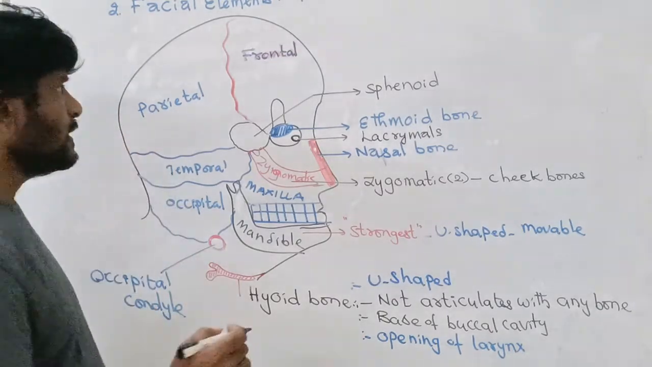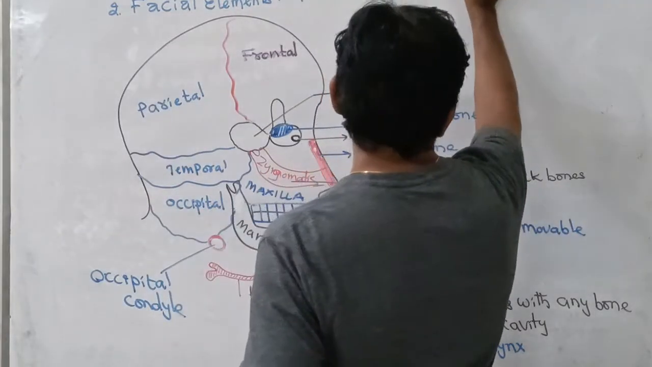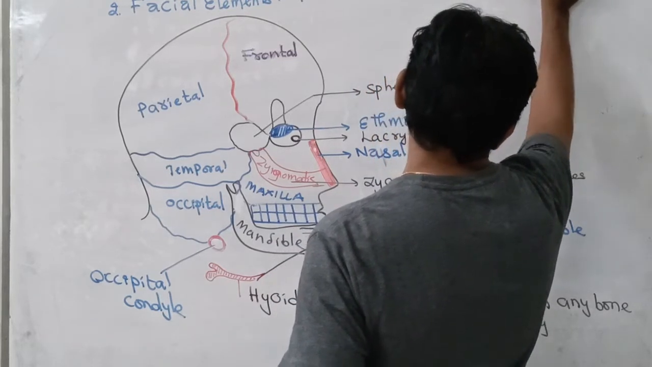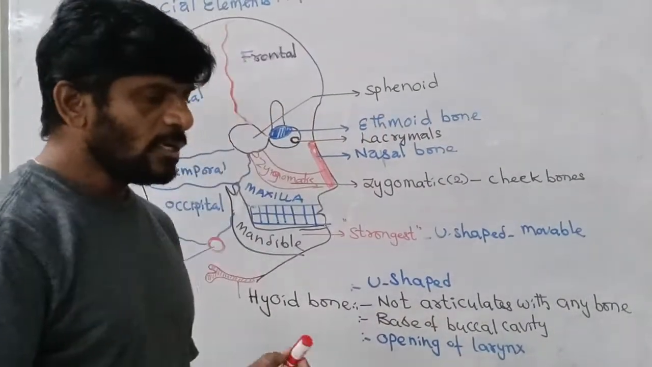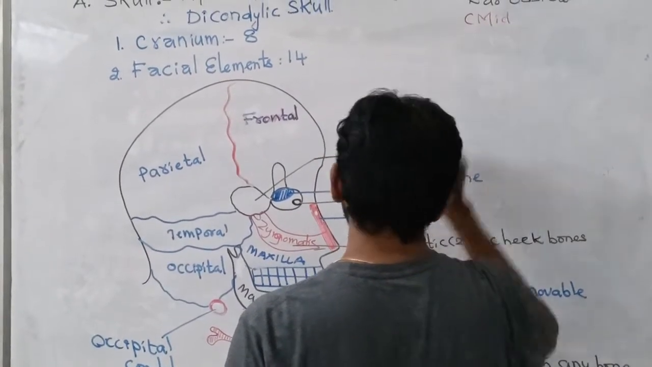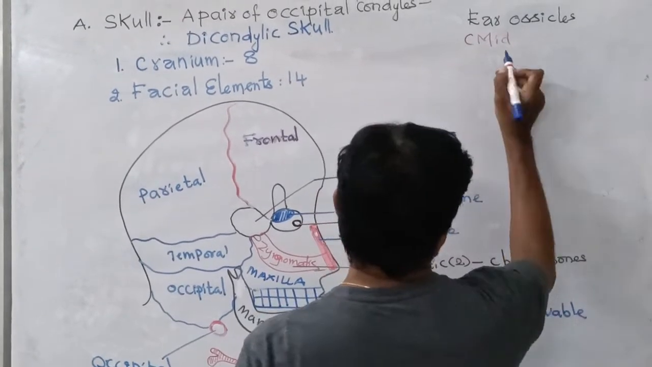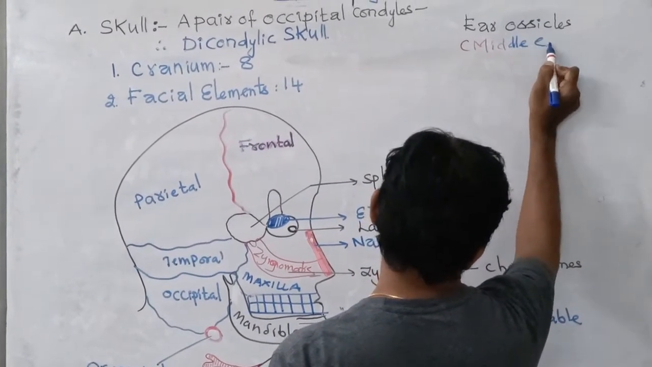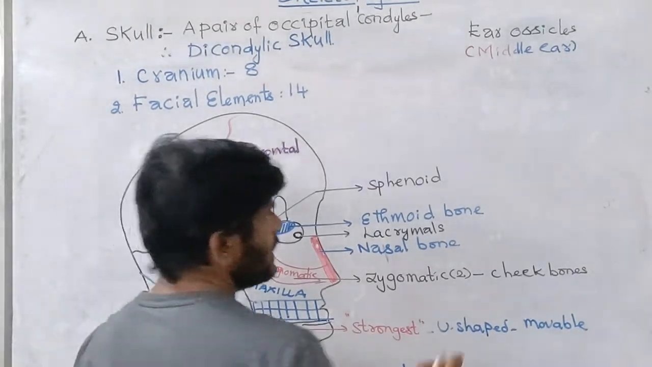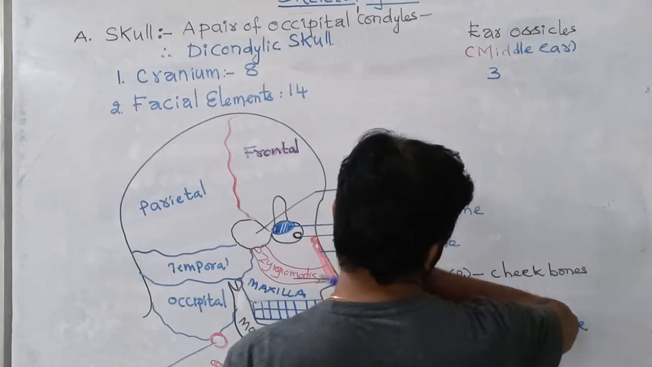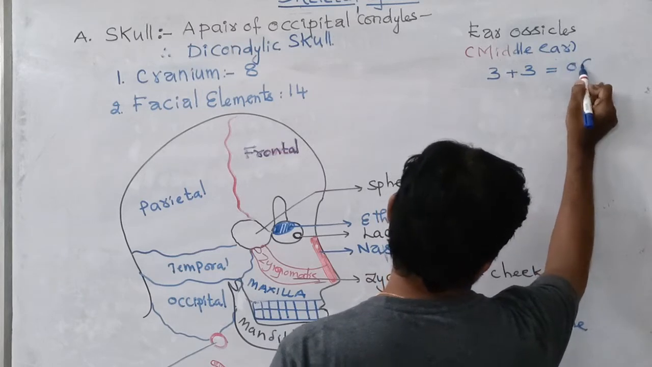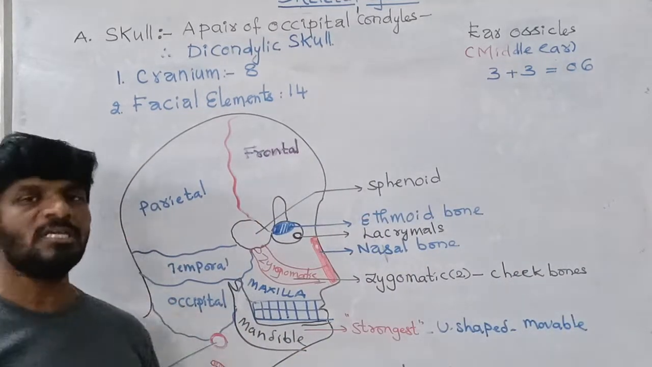Coming to the ear, most important, there are ear ossicles. Ear contains the ear ossicles. But remember, ear ossicles are present only in the middle ear, not in the external or the inner ear. The number of ear ossicles on one side, in one middle ear, is 3. In another ear 3, so the number of ear ossicles is 6. 3 plus 3 equals 6.